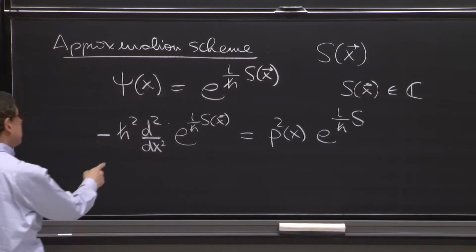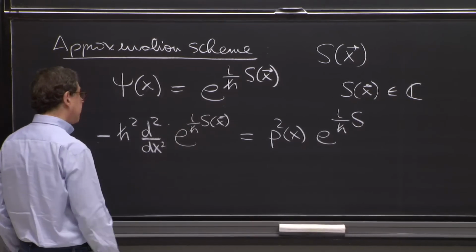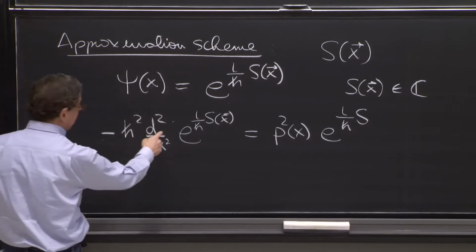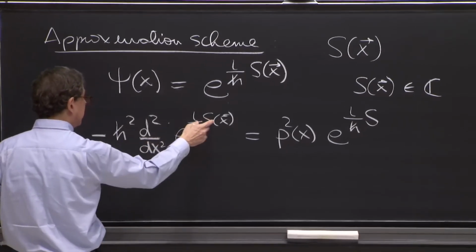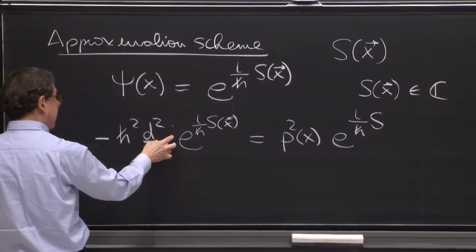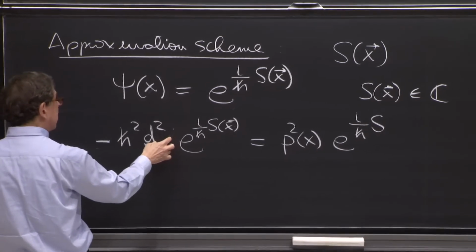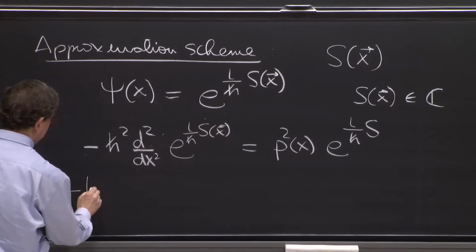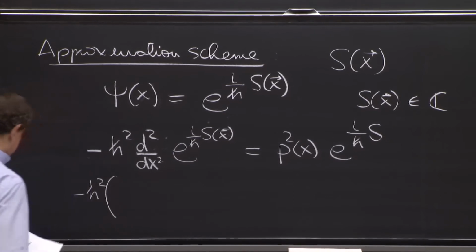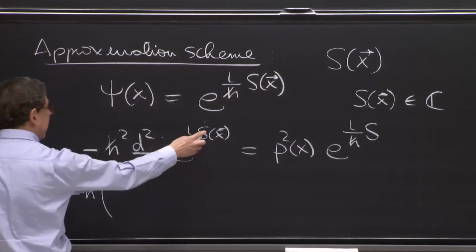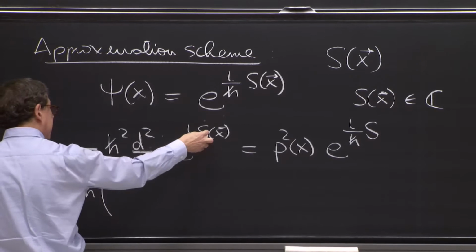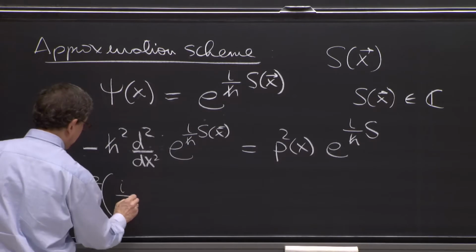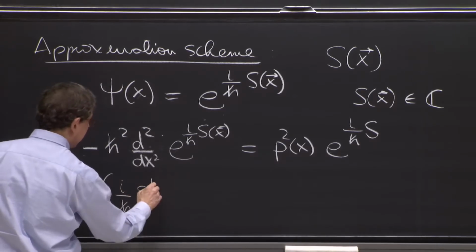Now, when we differentiate an exponential two times, we will have a couple of things. The first time brings an s prime down. The second time, you can differentiate the exponential, or you can differentiate what is down already. So it's two terms. The first one: s goes down, and then the derivative acts on the s. So you get i over h bar s double prime.